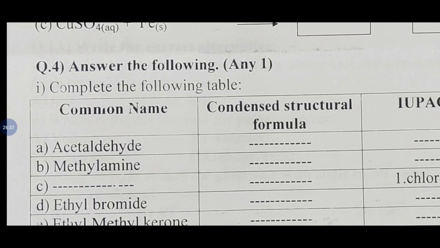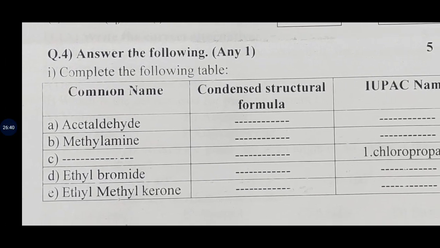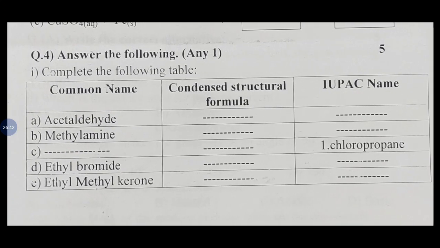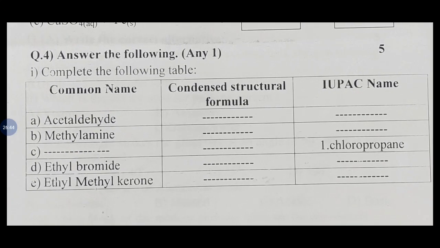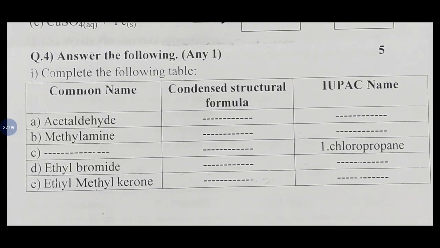Answer the following, any one. Complete the following table. Common names are given here. Second, you write the condensed structural formula and the IUPAC names. First one is acetaldehyde. Second, methylamine. Third one is not given, so the IUPAC name of the third is given in the last column, that is 1-chloropropane. This is the IUPAC name, and we write the common name here. Fourth one, that is ethyl bromide, and ethyl methyl ketone.